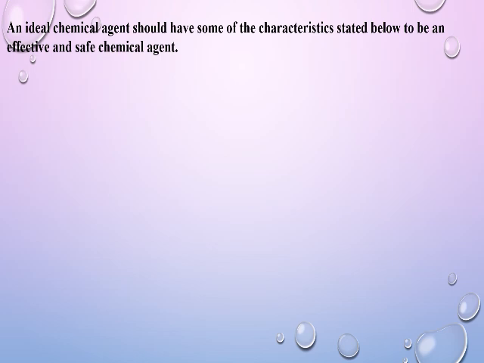An ideal chemical agent should have some of the characteristics stated below to be an effective and safe chemical agent. The first is antimicrobial activity. Ideally, a chemical should be effective against a wide variety of microbes and that too at a very low concentration. Next is toxicity to humans. At the same time, it should be totally harmless and non-injurious to humans and other living things. In practice, though, it is very hard to achieve a balance between low toxicity and effectiveness.